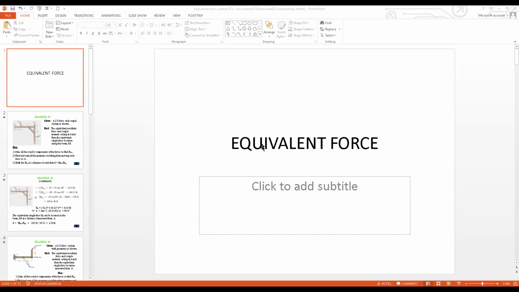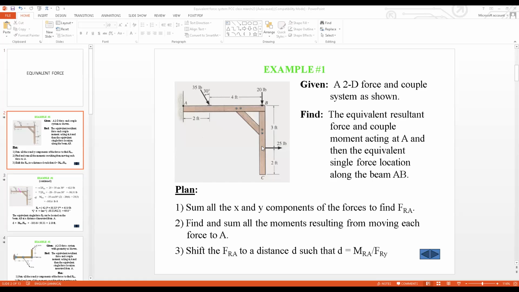So this is equivalent forces. Equivalent forces, you have this 2D frame coupling system. Equivalent resultant force and coupling moment acting at A, and then the equivalent single force located along the beam AB. Now you have three forces. You have a 35 force at 30-degree incline to the vertical. You have the 20 coming down straight, and you have the 25 going horizontal. So you have three forces.